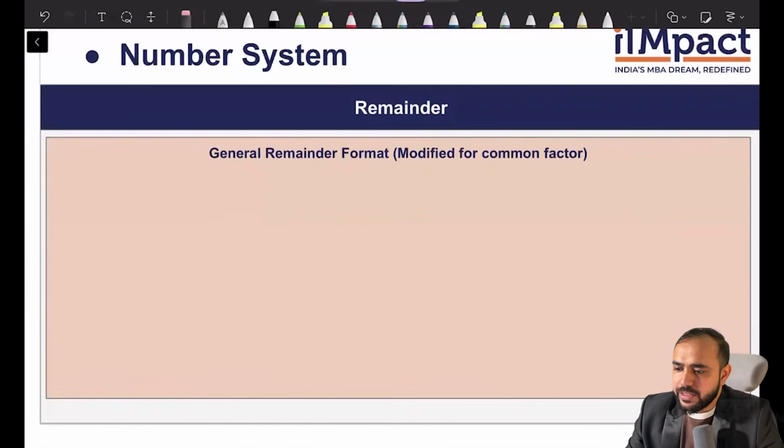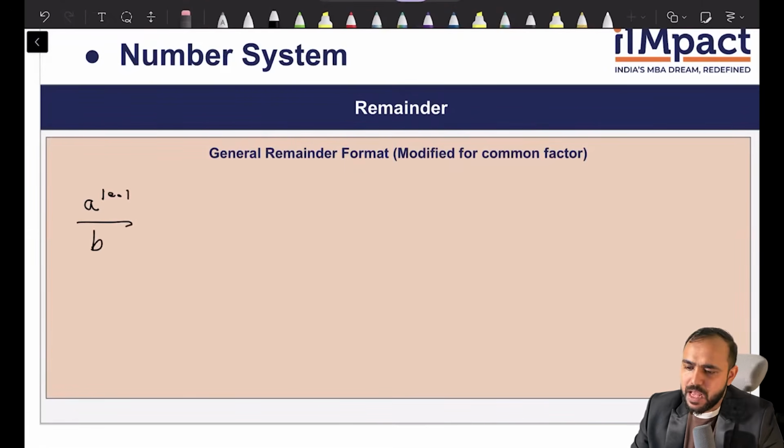In the remainder portion of your syllabus, there are a lot of patterns that get asked. The most easily identified out of these is the general remainder format. And what do I mean by that? Some number a to the power, let's say 1001, divided by b. And they simply ask you what is the remainder when you do this division.